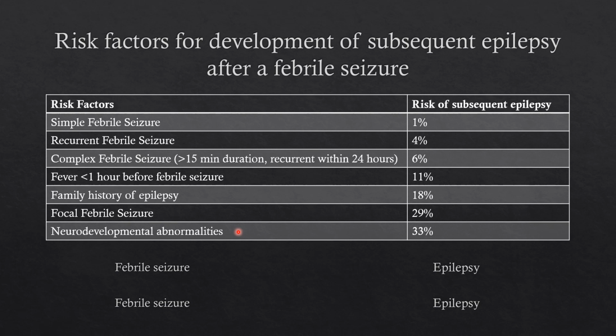That means almost 1/3 of patients with a history of neurodevelopmental abnormalities who have had febrile seizure will develop subsequent epilepsy. Now the point to be noted is that if a patient has had febrile seizure, almost 5% of those will develop epilepsy in the future. But if a child has epilepsy now, and if we take a history, we can see almost 15% of those have had febrile seizure in the past.